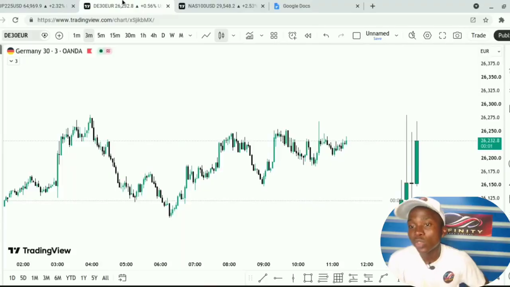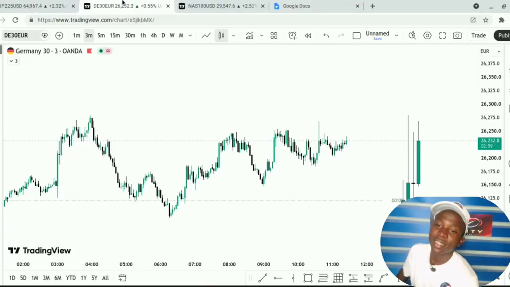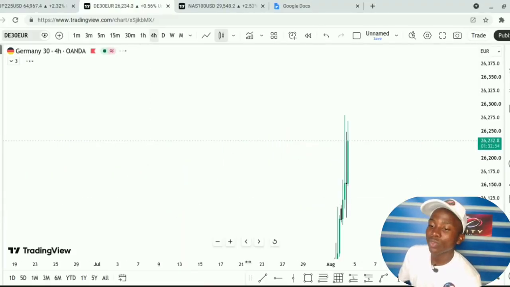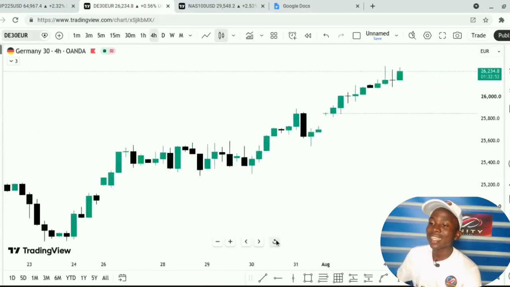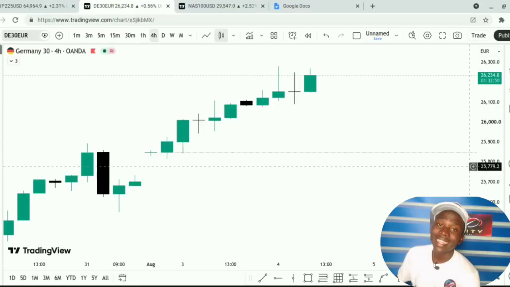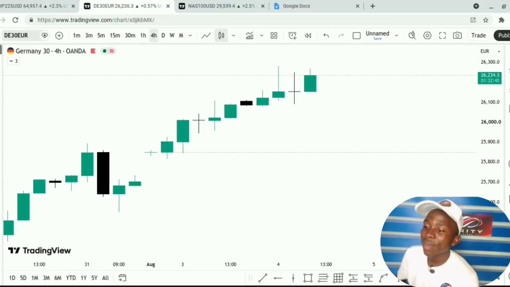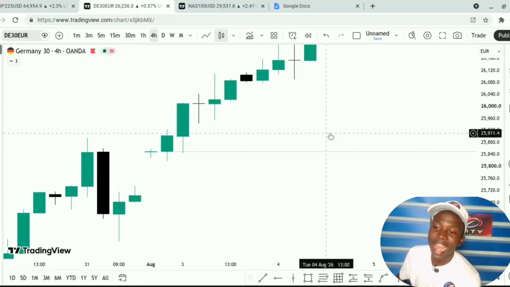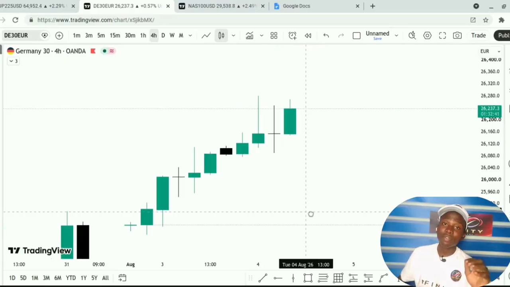In this video, I'm going to show you the candlestick formation that will help you to understand the market direction. So let's start from DAX German 30. There are two scenarios where we come to understand the candlestick formation. The first one is rejection and the second one is displacement. Rejection happens out of the previous candle high or low, and displacement happens above the previous candle high or low.